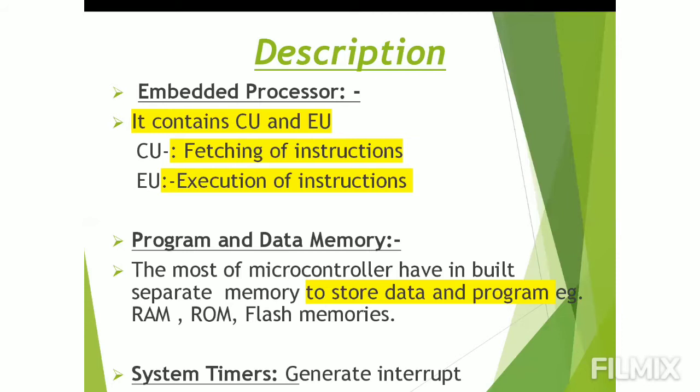The next block is program and data memory. Most microcontrollers have inbuilt separate memory to store data and the program. For example, RAM, ROM, flash memories. Means for storing data and programs, we need to use different types of memories like RAM, ROM and flash memories. The next block is the system timer. Why do we use a system timer? To generate interrupts. To generate interrupts, we have to use system timers.